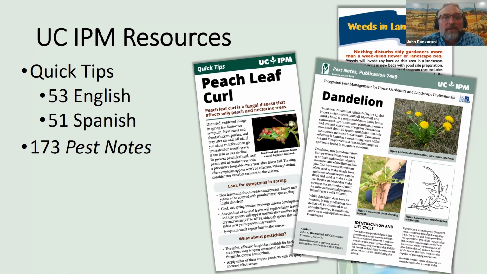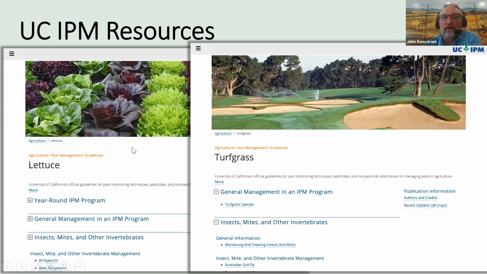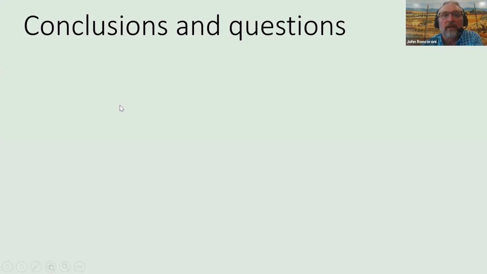But I really want to make sure that you know that you can go to the UC IPM website for pest notes and quick tips. And here you see a quick tip, this is for peach leaf curl, but some of the weeds have these, like the dandelion. We talk a lot about identification and life cycle and how to control them, the best physical control. There are some chemicals in these. And for those of you who are more on the agricultural side, here's pest management guidelines for turf grass and for lettuce and for a lot of the other crops. They're not written for the homeowner, but for some people who may have come in today and are looking for certain things like this, this is really another avenue to go for information.